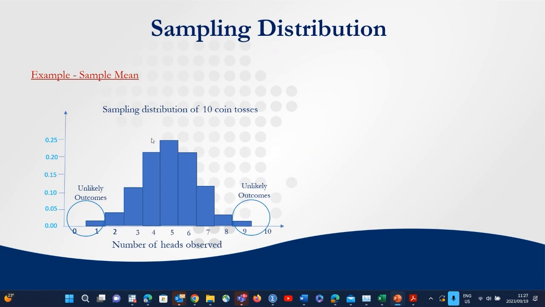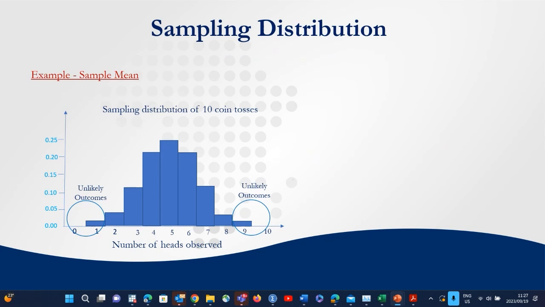So just to wrap it up, if I toss 10 coins, then I can also look at the sampling distribution. You can see you have outcomes that are likely and those that are unlikely. If the coin is balanced, your hypothesis would be that you're going to get 5 heads. And then you see that most of the outcomes are close to that. Then you have those that are on the extreme.